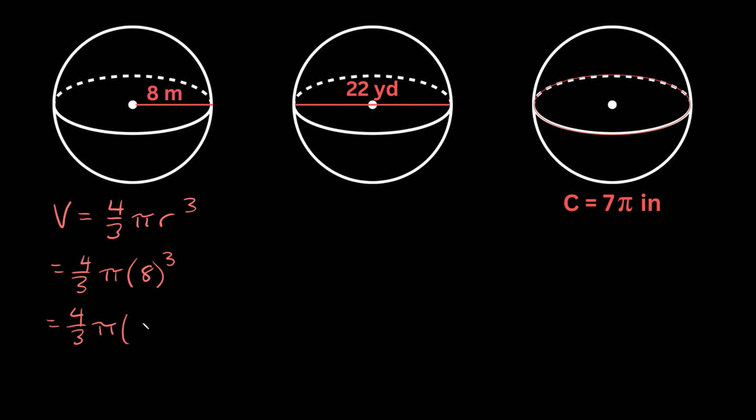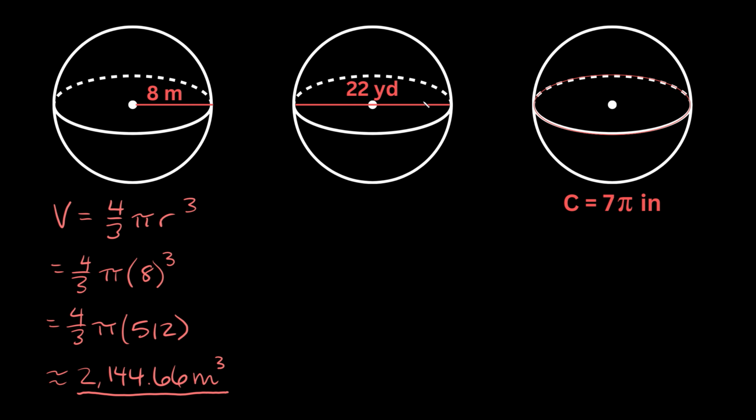8 times 8 times 8 is equal to 512. Now if you multiply this out, 4/3 times pi times 512, you'll get that this is equal to approximately 2,144.66, and our units are in meters, so we get meters cubed. Remember, the units for volume are always cubed because it's 3-dimensional. Not too bad, right? Let's go to these last two.